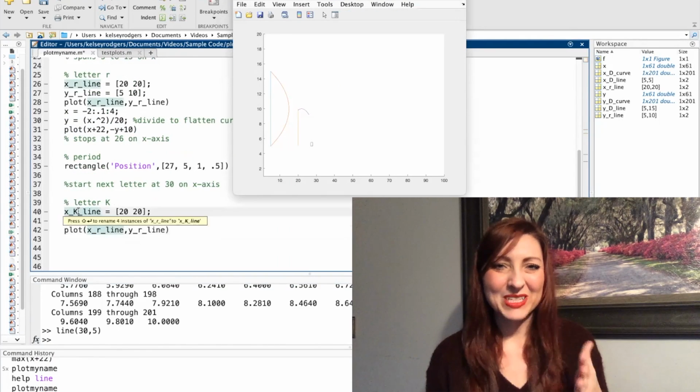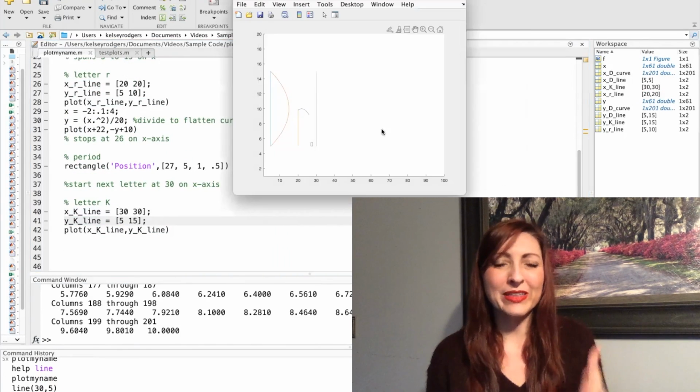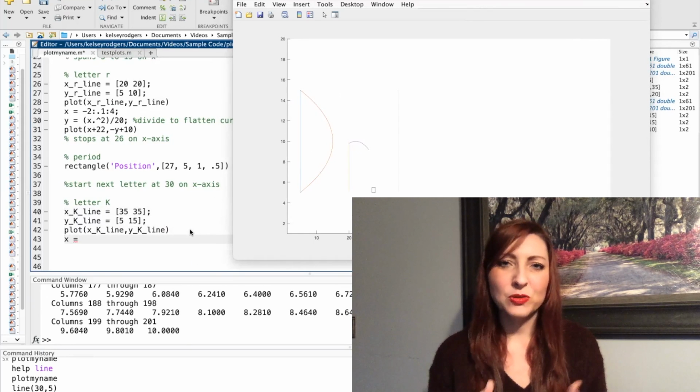The next letter I have is a capital K. Again, I have one vertical line that I can go ahead and start with, and then I have two diagonal lines.